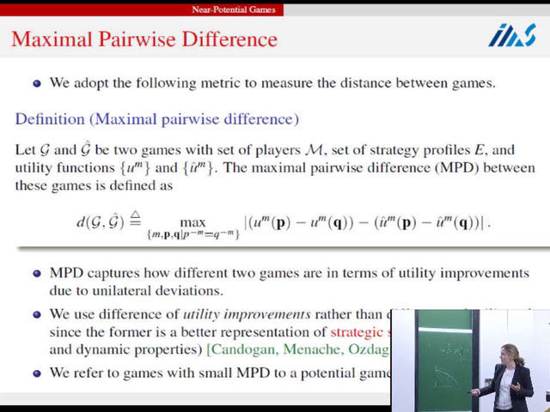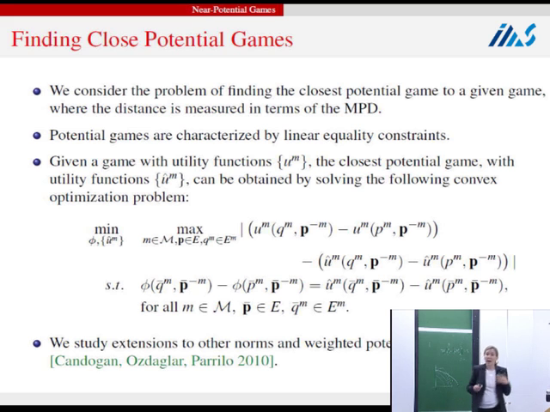So this notion of strategic similarities we have actually worked on in more detail in our other papers. If you're interested, it would be good to take a look at that. But from now on, I'll just not mention anything else about the strategic similarities. I will use MPD as a notion of distance between two games. And I will refer to games with a small MPD to a potential game as a near potential game. So how do we, yes?